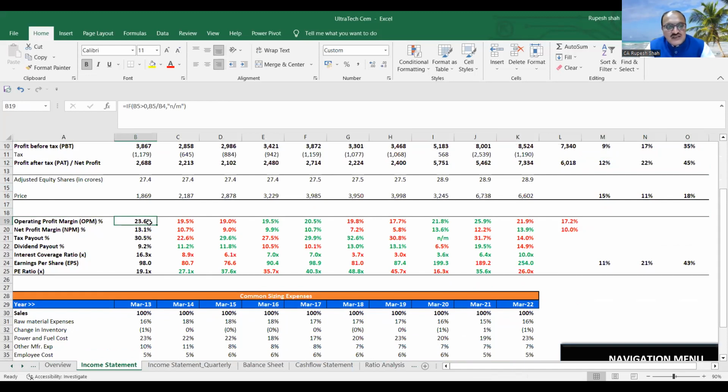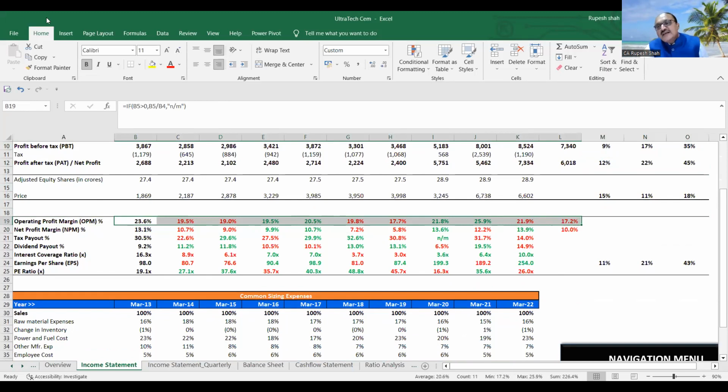So if you see, this is a cyclicality. And we know that cement has cyclicality because of its linkage with the GDP of the country. So what impression does it give? The operating margin is decent, because even the lowest, if you see, is around 17%, which is also a good margin, but it is cyclical.